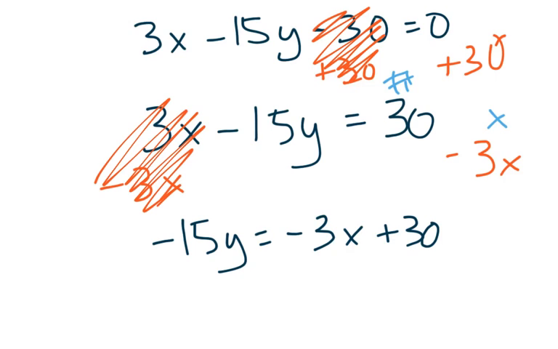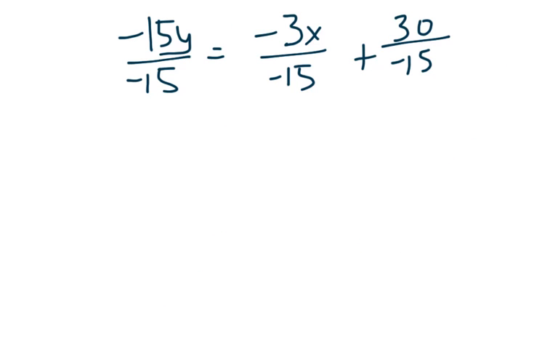So hopefully by now you're realizing that we have to divide everything by negative 15. So we're going to go through and divide all of my numbers by negative 15. And I'm going to give myself more space. Okay, so the 15s are canceled, and I just get y. And I got negative 3 over negative 15.